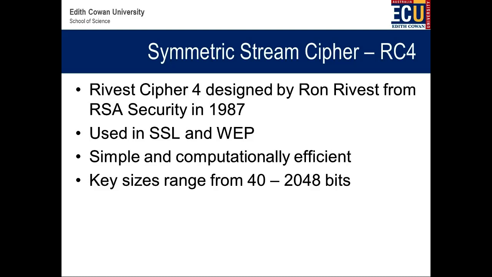Rivest Cipher 4 is an example of a symmetric stream cipher. It is used in SSL and the old wireless protocol, which is known as WEP. It is simple and computationally efficient, and the key size used in stream cipher ranges from 40 to 2048 bits.